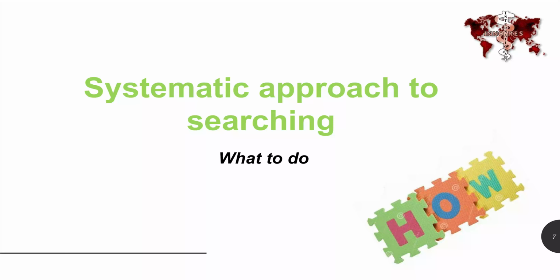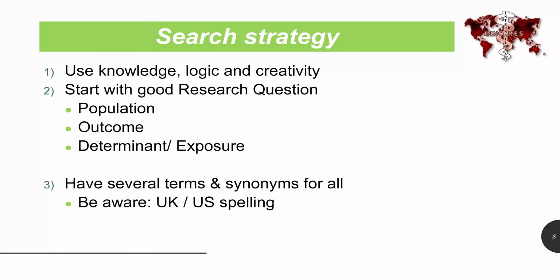Moving on, we will now be reaching the second part of what we intend with our literature search. We want to develop a systematic approach to searching to fulfill our aim of saving time and reducing the number of papers we need to read. So how are we going to do that? We are going to do that through a search strategy. The first thing we are going to do is use our particular knowledge of the research question, and we will be enhancing it with logic and creativity.